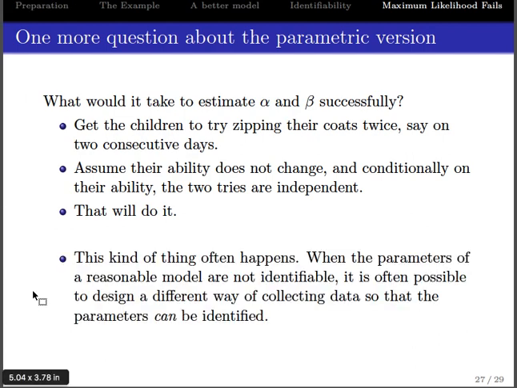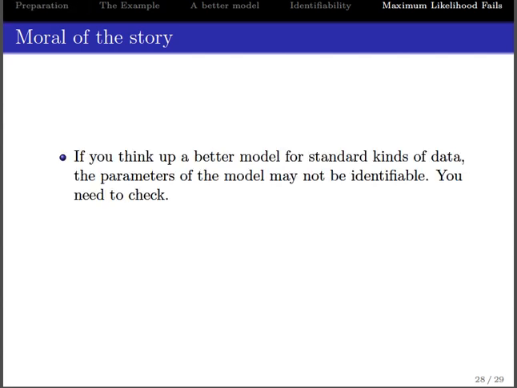Anyway, this is the kind of thing that often happens. Sometimes the parameters of a reasonable model are not identifiable, but it's possible to design a different way of collecting the data so that the parameters can be identified. The moral of the story is that if you think up a better model for standard kinds of data, the parameters of the model you come up with may not be identifiable, and you need to check.